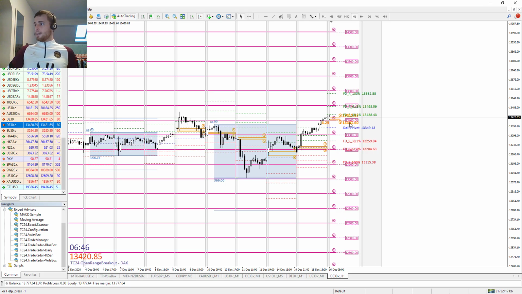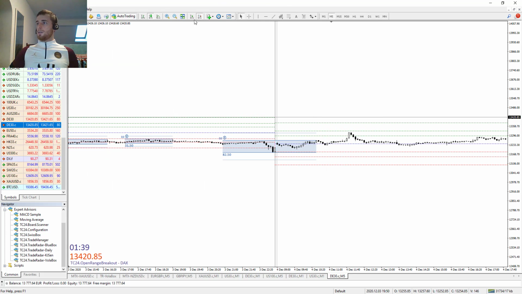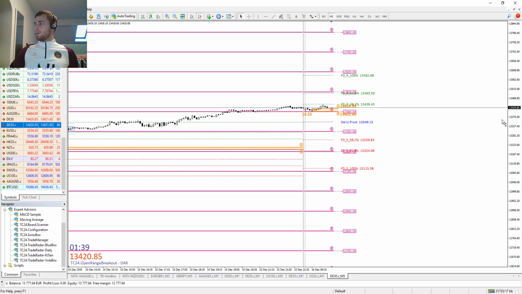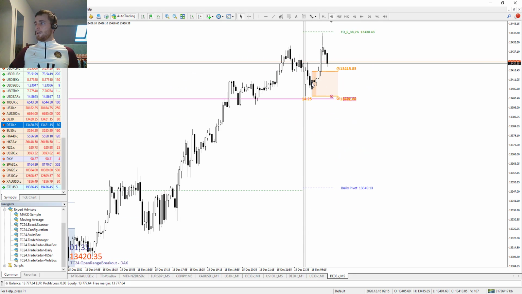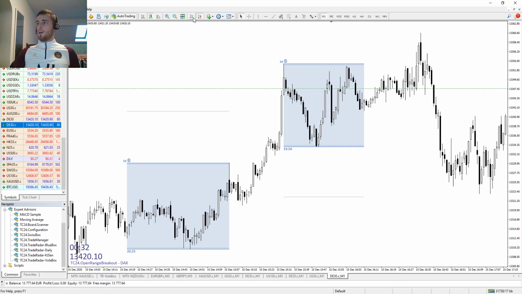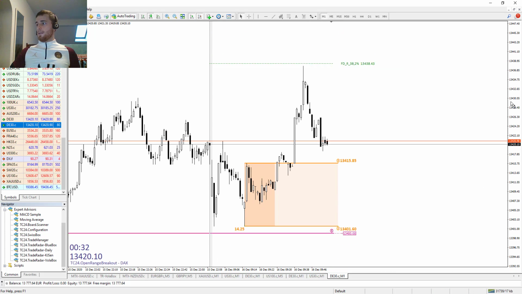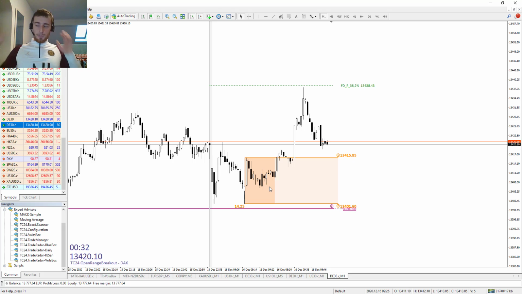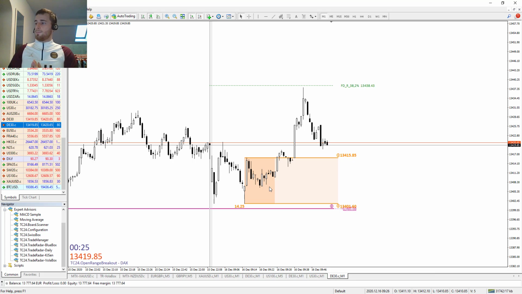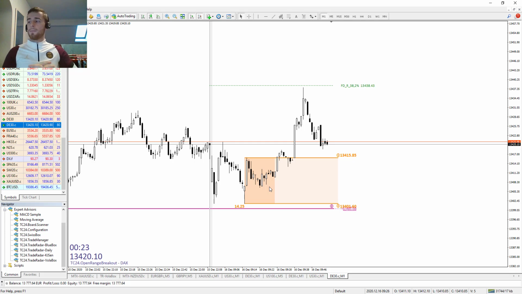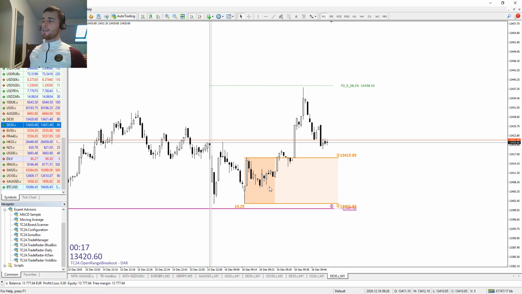The second thing that we'll notice, if we go into our 5-minute chart, is this orange box. So this orange box is the actual open range breakout template. Essentially what we've done is we've created a range from 7:15 until quarter to 8 UK time, and it's taking the highs and lows of this time frame and creating a range.